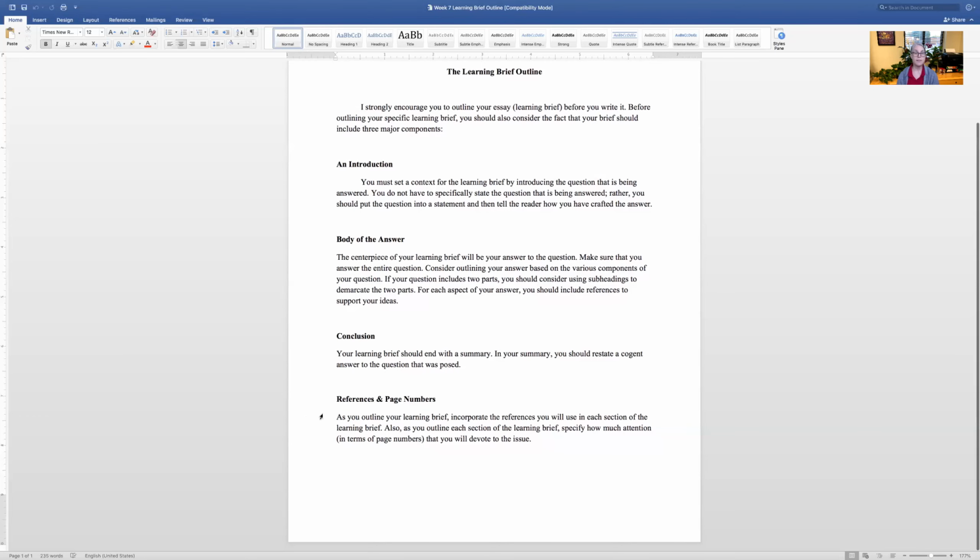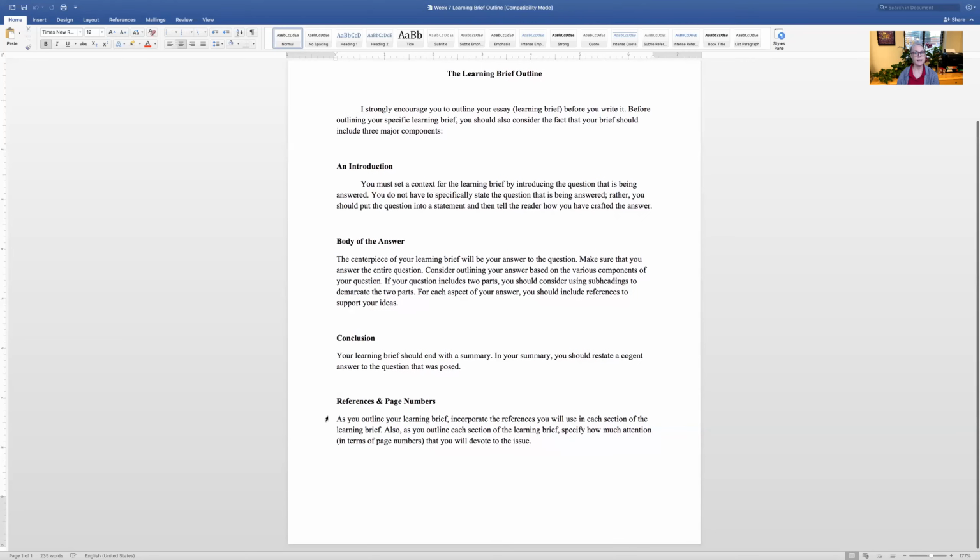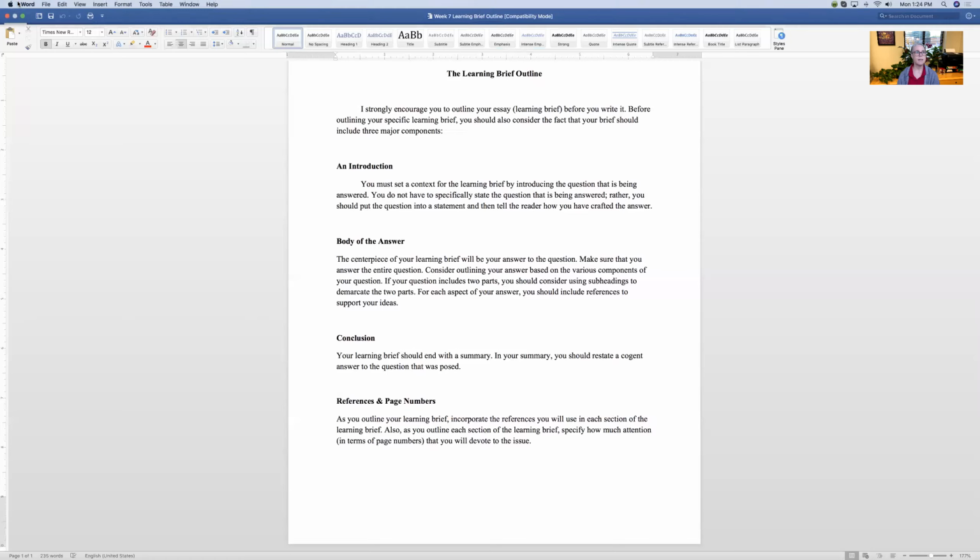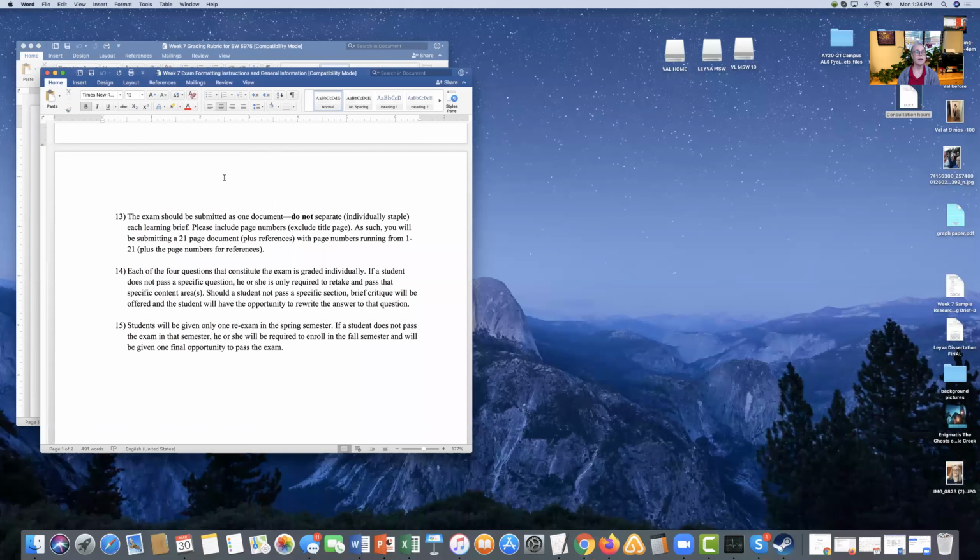You do have your references at the end, and everything that you've cited in the body of your work should be listed on the references page and vice versa. And I do check that. So make sure that each of your essays is described and outlined in the way that this document indicates it should be outlined.